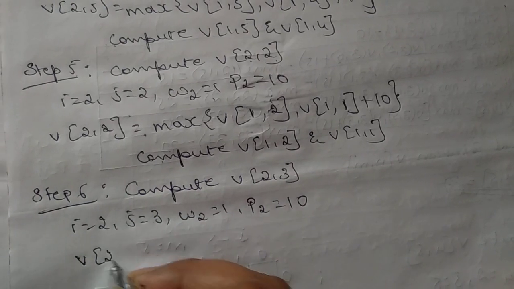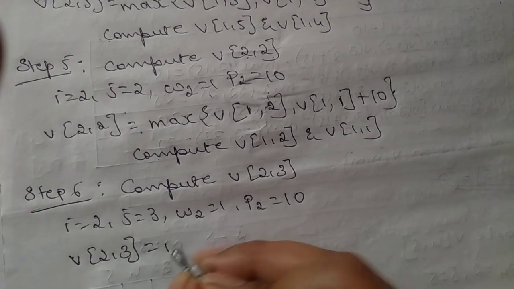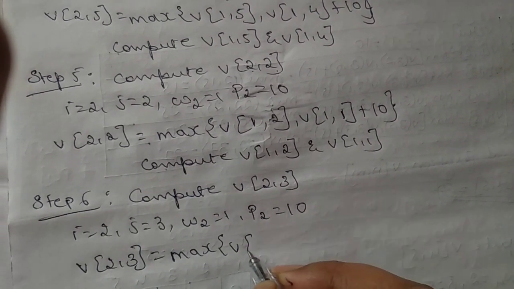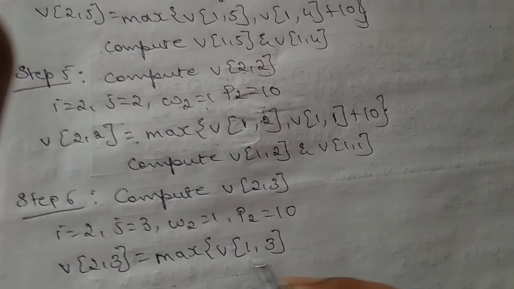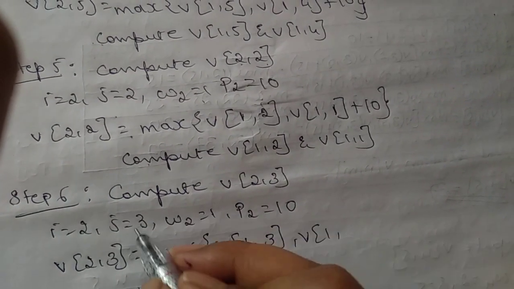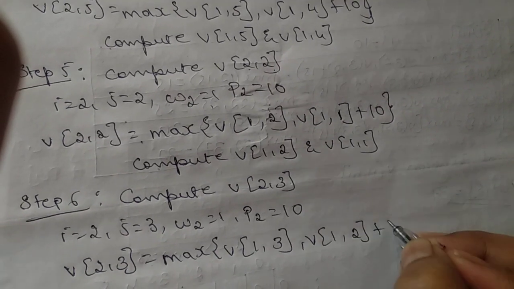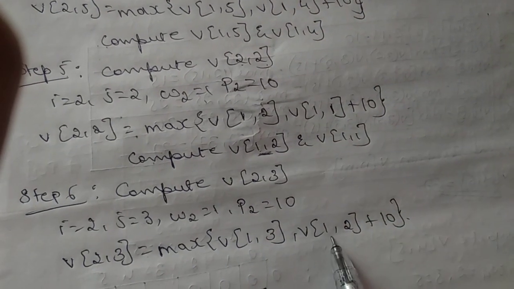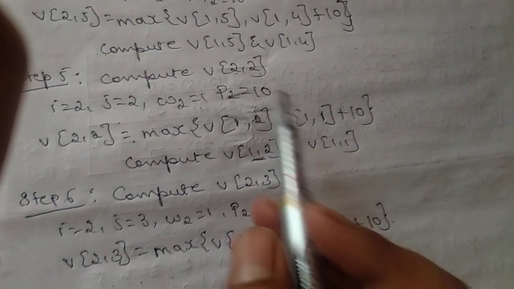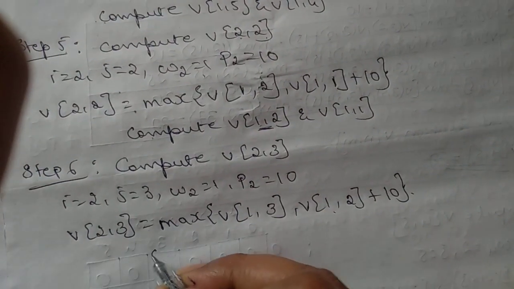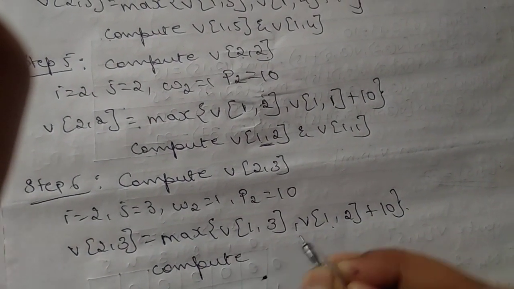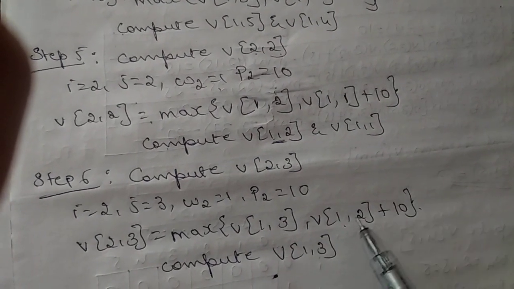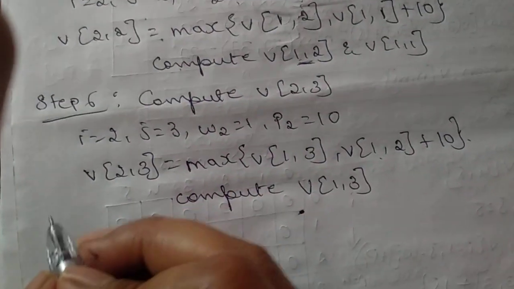So v of 2 comma 3 is equal to, here again w is less than j. Max of v of 1 comma 3, v of 1 comma 3 minus 1 is 2, plus 10. v of 1 comma 2 we already have here. Here also v of 1 comma 2 is repeated. You just check, is v of 1 comma 3 there? No, v of 1 comma 3 is not there. From this step you have to compute only v of 1 comma 3 because we already have v of 1 comma 2.